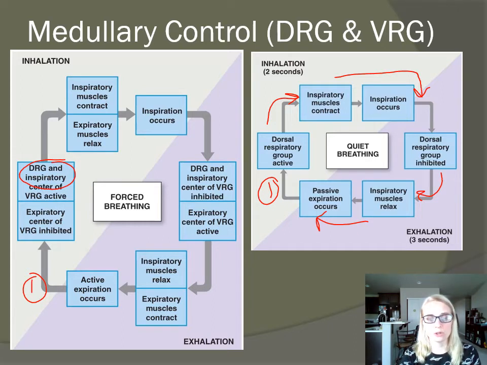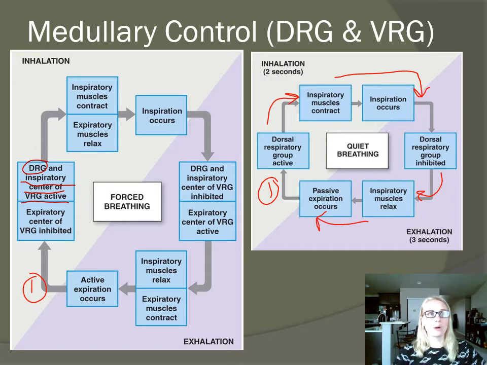Our ventral respiratory group has two parts to it. It has an inspiratory center and an expiratory center. So it can do both. So the VRG has both inspiratory and expiratory, inhalation and exhalation functions. So during your forced inhalation, we want the DRG to become active, right? So the DRG, and then the inspiratory center of the VRG. So we're not only using the DRG, which we did in quiet breathing, but now we're using the inspiratory center of the VRG. Okay, so that's going to help us inspire.